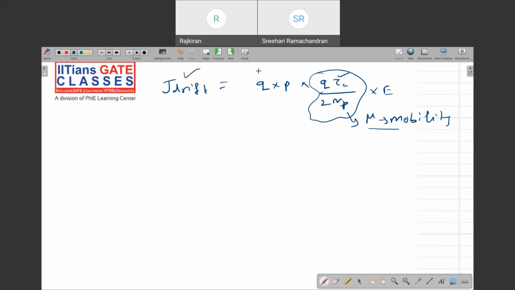So my drift current depends upon my concentration. Mobility is nothing but how smoothly the carrier moves inside the semiconductor. This tau c is the collision time. If it collides more, then tau c will be less and the mobility will be less. Tau c less means it will have more number of collisions.